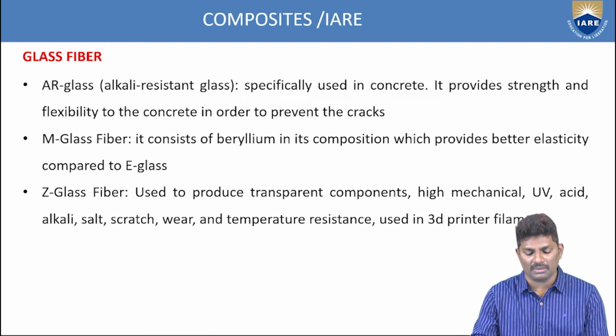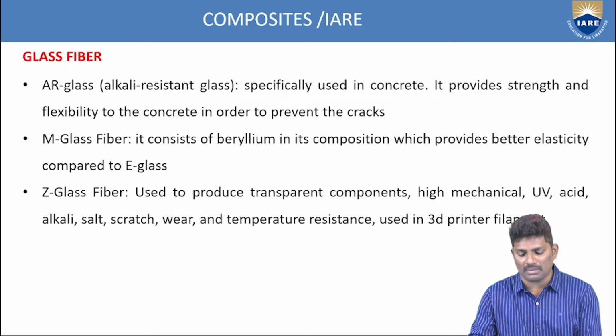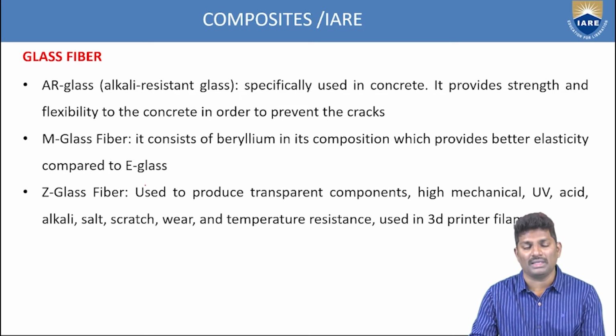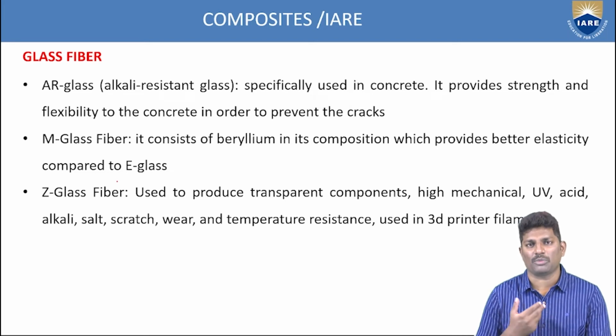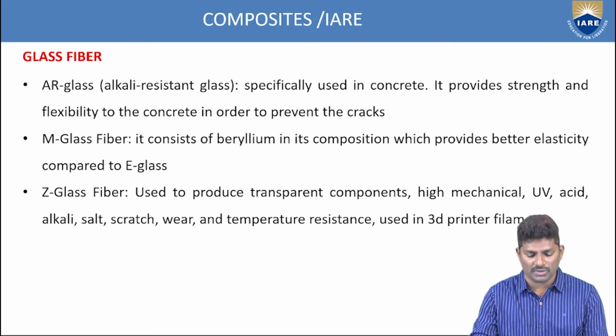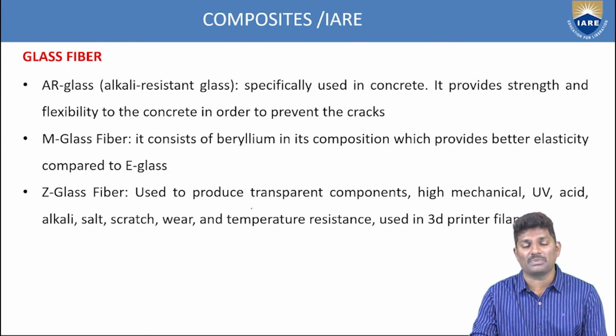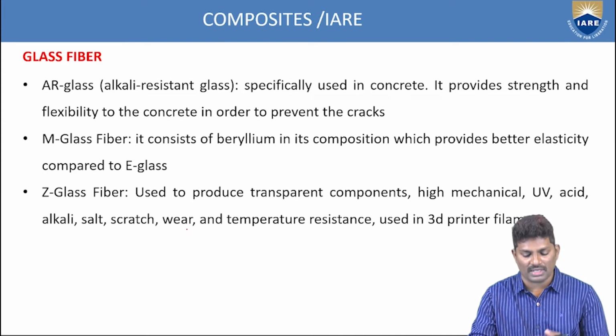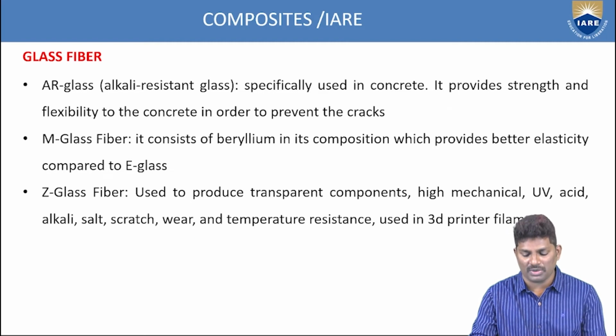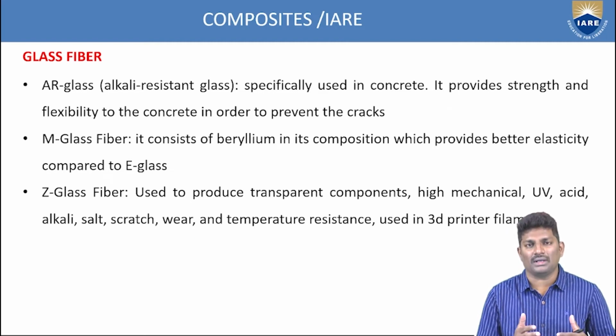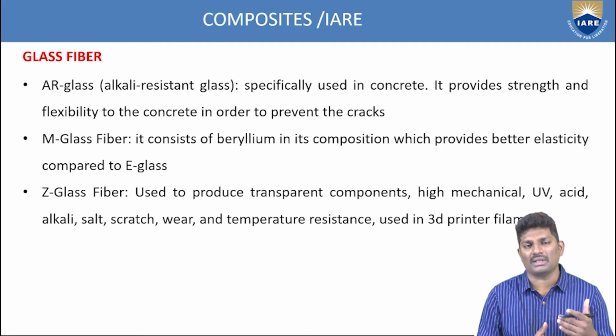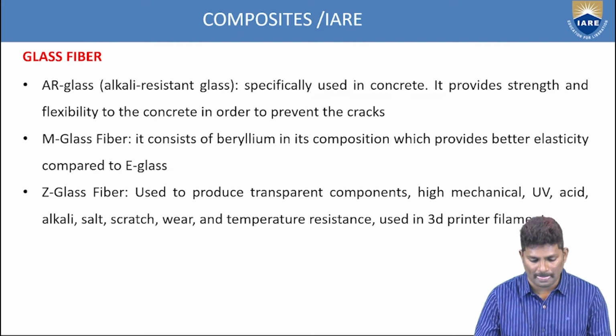It consists of beryllium in its composition, and it also provides better elasticity compared to E glass. So if you want good elastic properties, then you have to go with this type of M glass. Another one, Z glass fiber. It is produced for transparent components, high mechanical, UV, acid, alkali, salt, starch, wear, and temperature resistance, and it is also used in 3D printer filament. So these are some of the different types of fiber glasses. You have different classifications, and these classifications have been done based upon the applications.